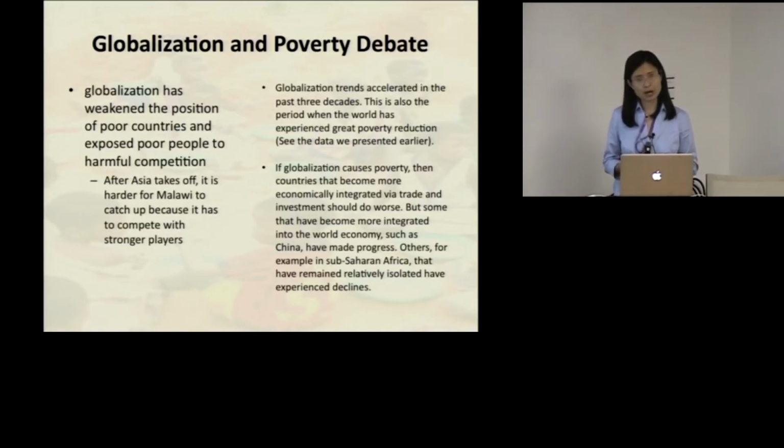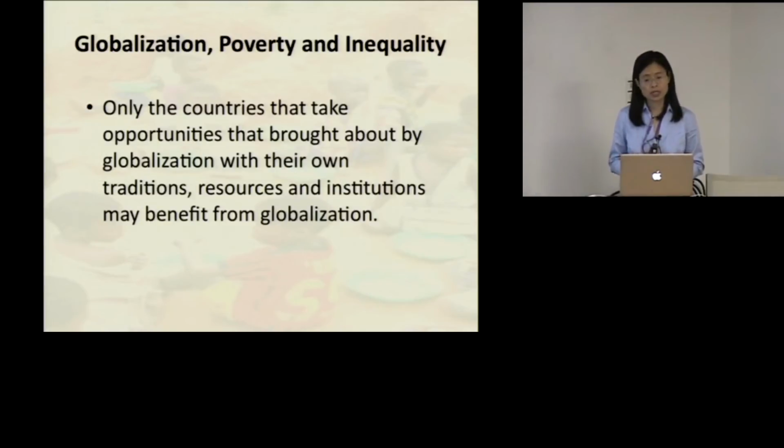Also, if globalization causes poverty, then countries that become more integrated into the world economy should do worse. And the countries who are isolated from the world economy should do better. But indeed, we see the opposite. My view of this is that globalization presents opportunities for everyone, but also presents threats. It's those countries who can take advantage of those opportunities and overcome the threats that will thrive.